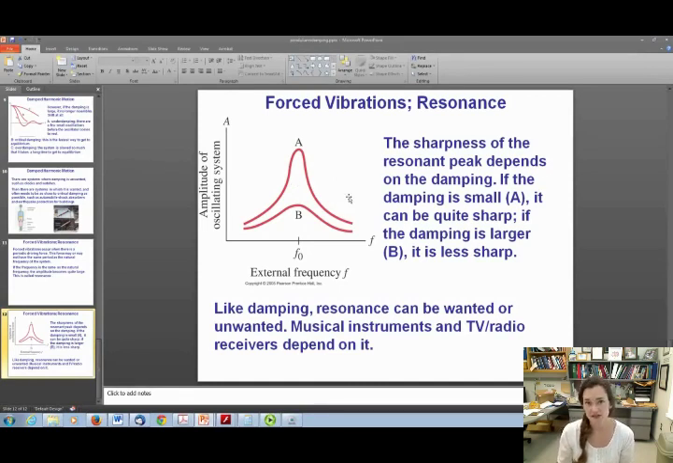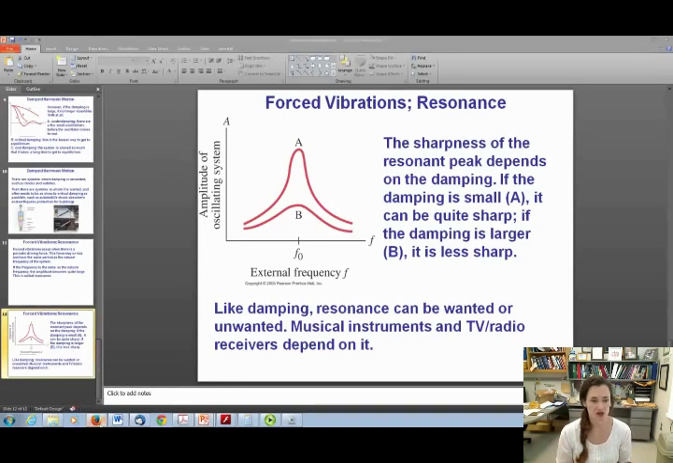Now, if the damping of the system is large, then you're not going to see as much of an amplitude response as if the damping of the system is low, which is curve A, and you get that nice, sharp, tall peak. Just like damping, resonance can be wanted, like when you're pushing the kid on the swing, or it can be unwanted. Musical instruments and TV and radio receivers depend upon the system being driven at its natural frequency.